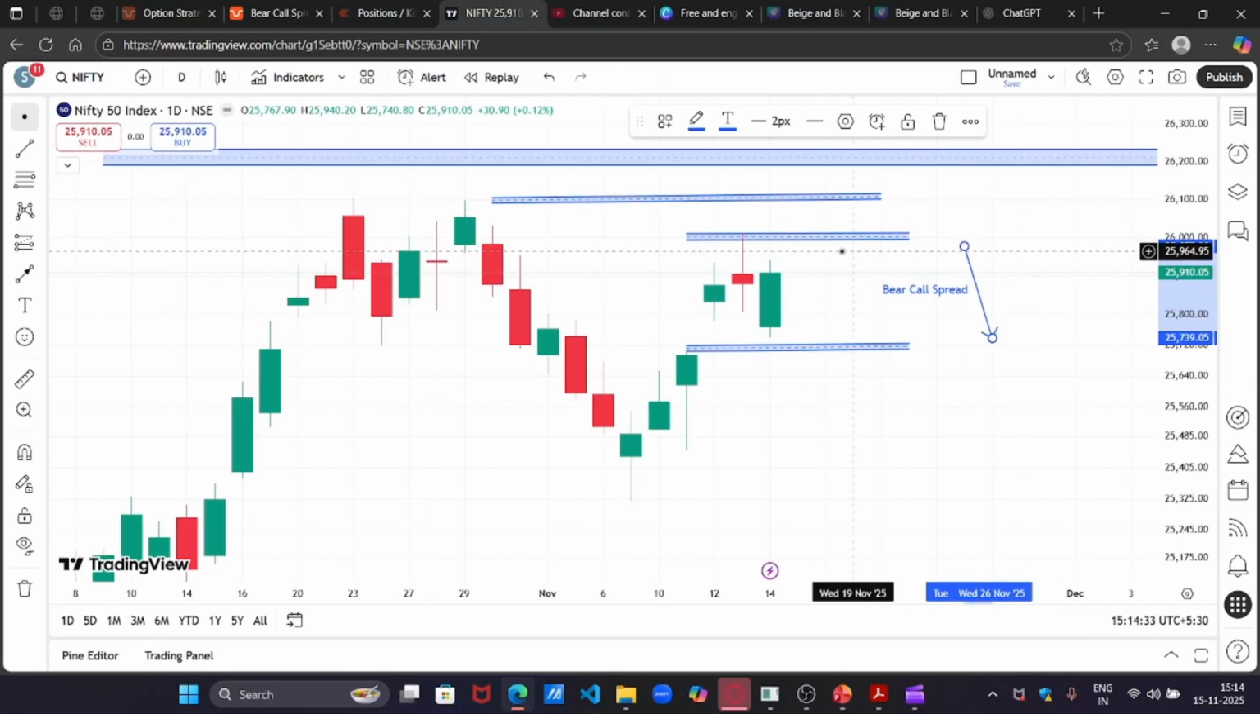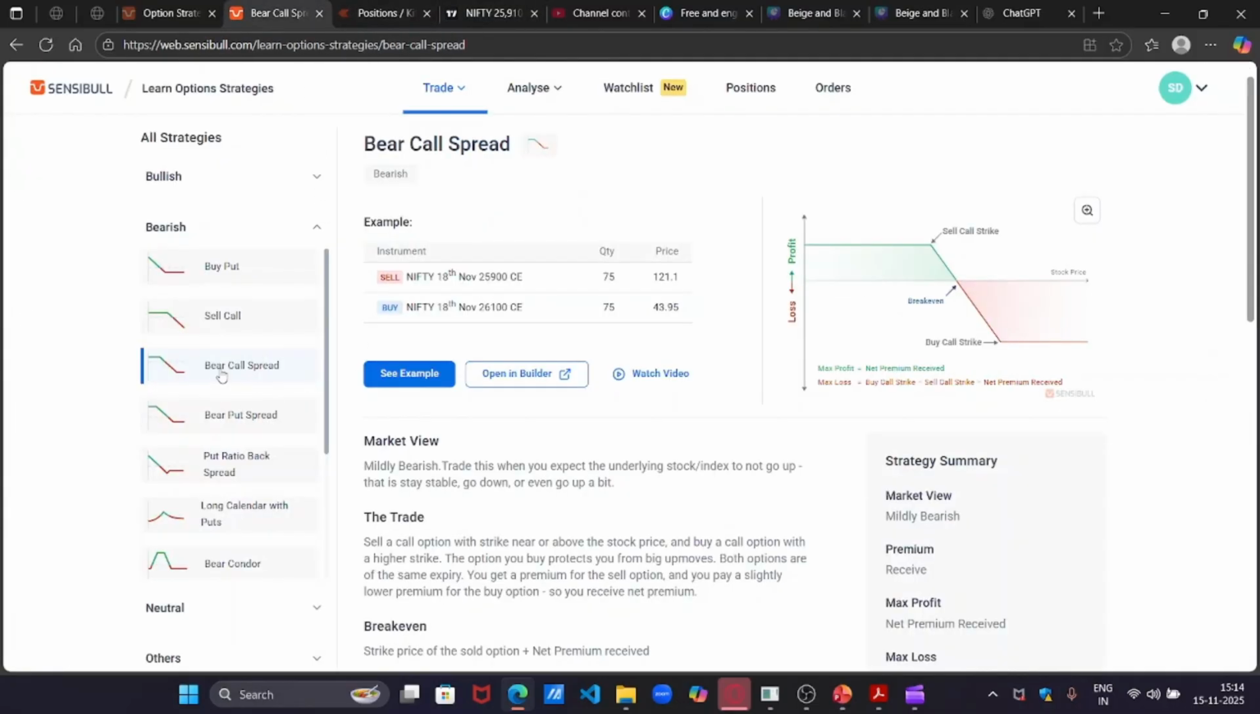The way you have to think is, my view is bearish, so bear, and since we have to make profit from selling because it's a credit spread, we have to sell a leg. If we sell a call option, then only we can get premium. So we sell a call option and buy a call option with a little less premium. The spread means I'll be using two legs here. So let's go here, bear call spread, open in builder.